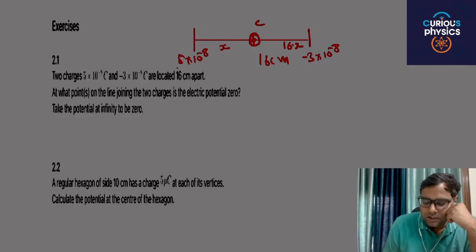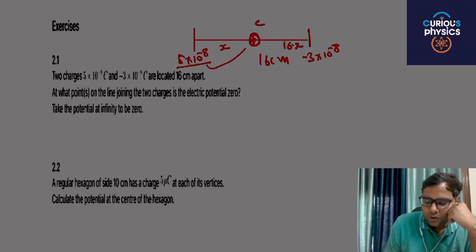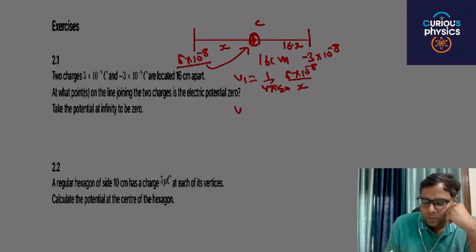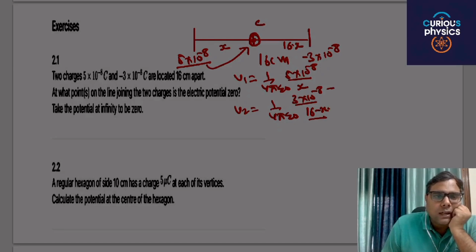For this, the potential will be K, 1 by 4 pi epsilon naught, into Q, 5 into 10 raised to power minus 8, divided by R, let's say X, which is equal to the potential due to the other charge, 1 by 4 pi epsilon naught, charge 3 into 10 raised to power minus 8, divided by 16 minus X. After equating these you will get your answer.